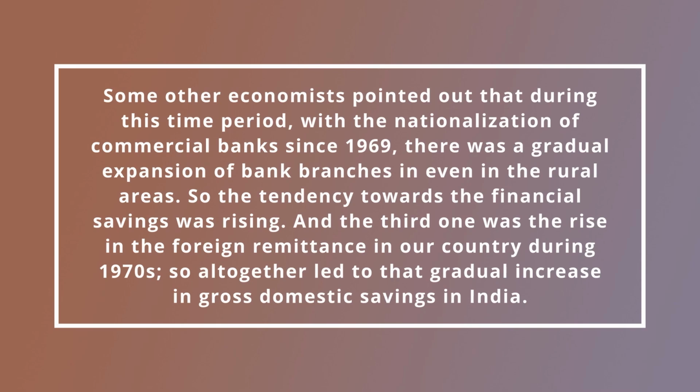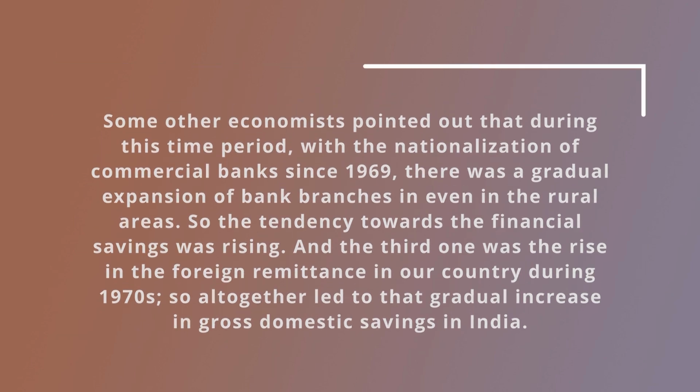That is number one. Number two, some other economists pointed out that during this time period, with the nationalization of commercial banks since 1969, there was a gradual expansion of bank branches even in the rural areas. So the tendency towards the financial savings was rising. And the third one was the rise in the foreign remittance in our country during 1970s. So all together led to that gradual increase in gross domestic savings in India.